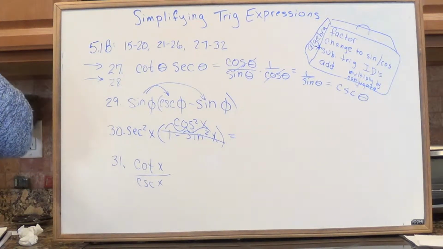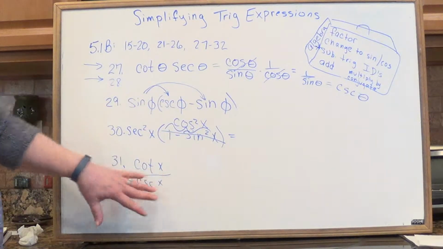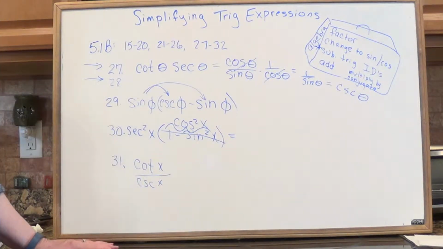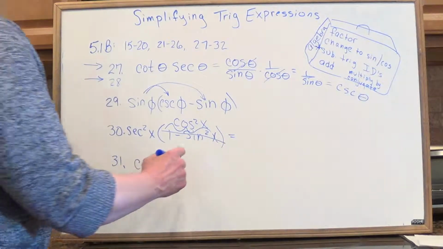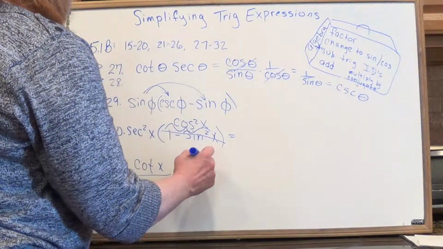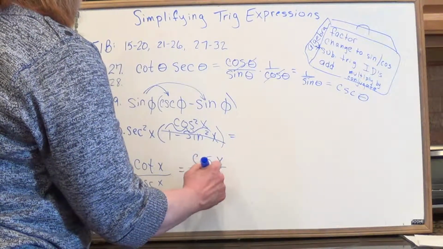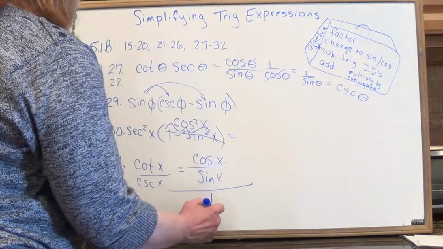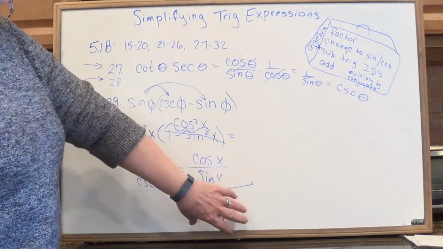On number 31, and 32 is much like it, what trig strategy from the travel case should we adopt? Hopefully you're pointing me to the change to sine and cosine. And again, you can try one strategy, and if it doesn't lead anywhere, try another one. Cotangent is cosine over sine, working in x this time. And cosecant is 1 over sine. So I replace cotangent with this expression. I replace cosecant with this expression.